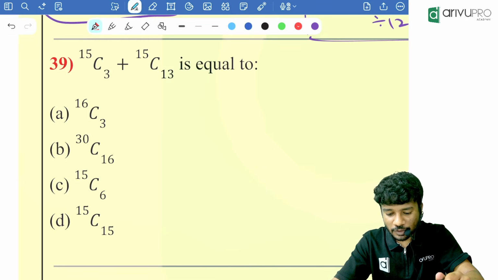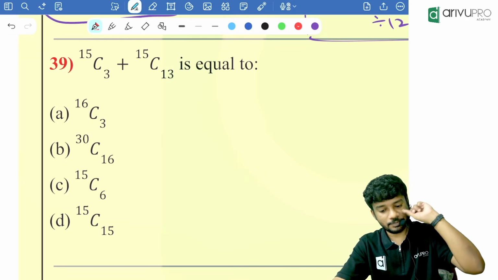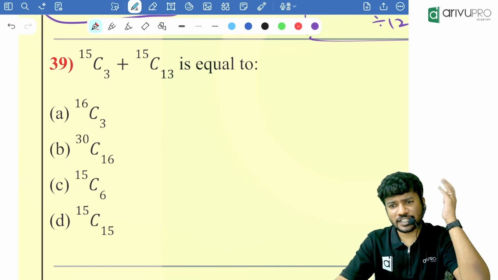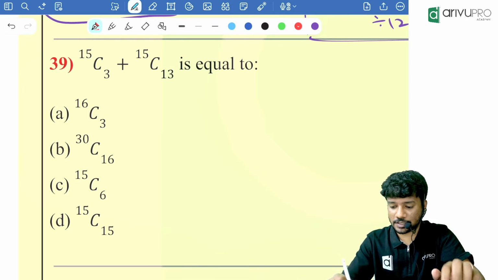You will be like, sir, I will go and find the answer using a calculator. If you want to do that, you can do that also. That is completely fine for me. If you are using Pascal's identity, how will you do it? That is something I will show you. First I will use the calculator, then I will show you the method of Pascal's identity.